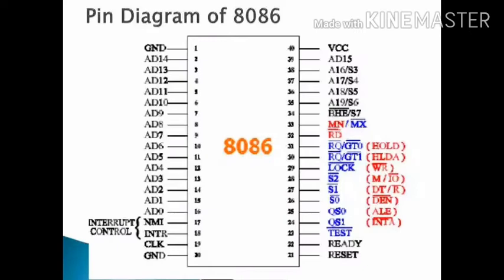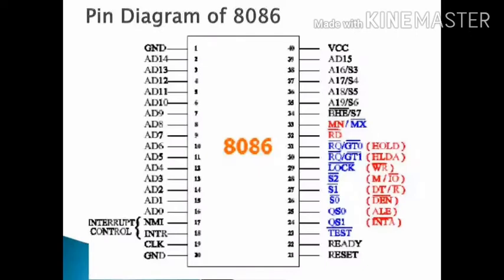Next is the read pin, which is at pin number 32. This pin is an active low output pin. Whenever the microprocessor needs to get information from any memory location or any input output port, it activates this RD bar or read pin.